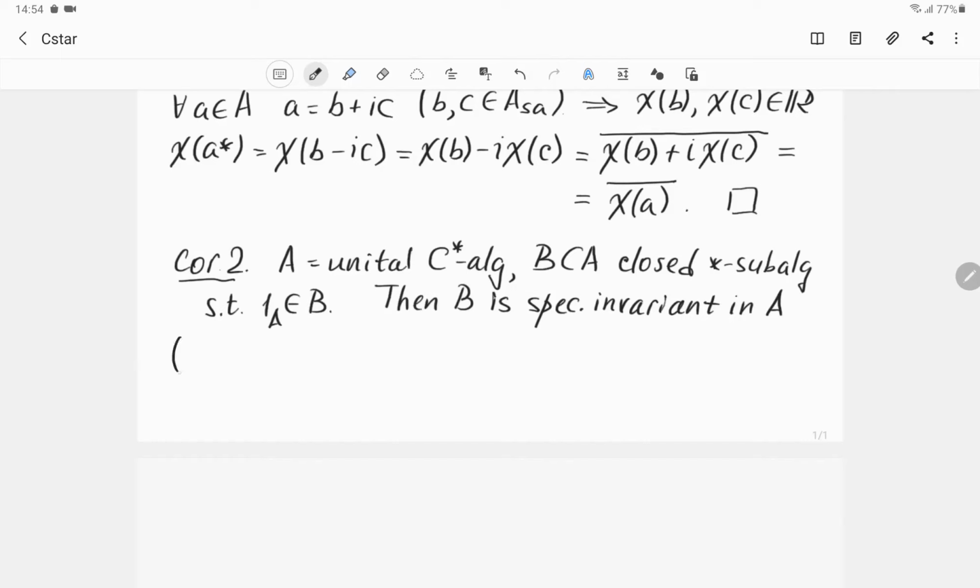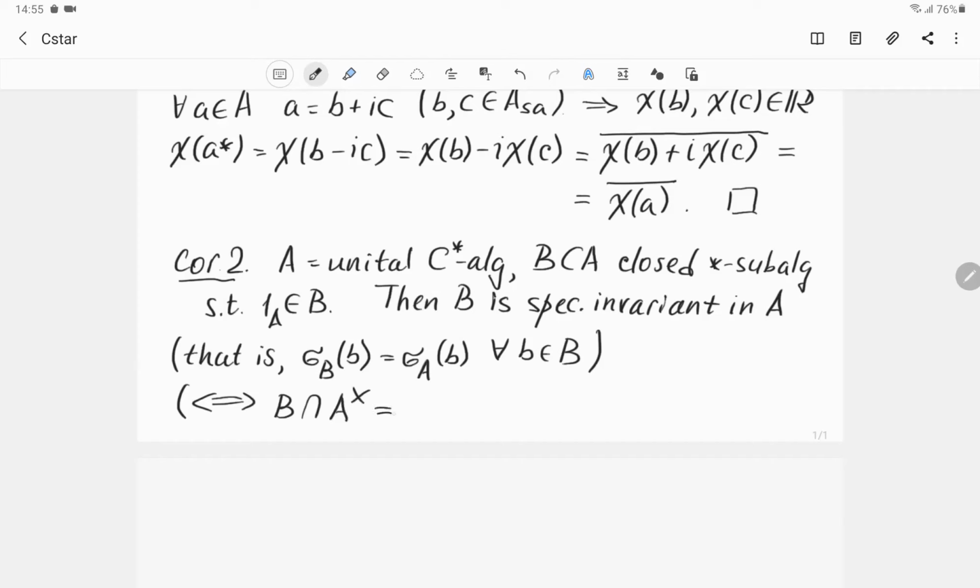So let's recall this means that the spectrum of any element of the smaller algebra calculated with respect to the smaller algebra is equal to the spectrum calculated with respect to the bigger algebra. So in the general case, the spectrum calculated with respect to B can be bigger, but in this case, they are the same. Or equivalently, this means that we have the following equality, which means that each element of B, which is invertible in A, is also invertible in B.